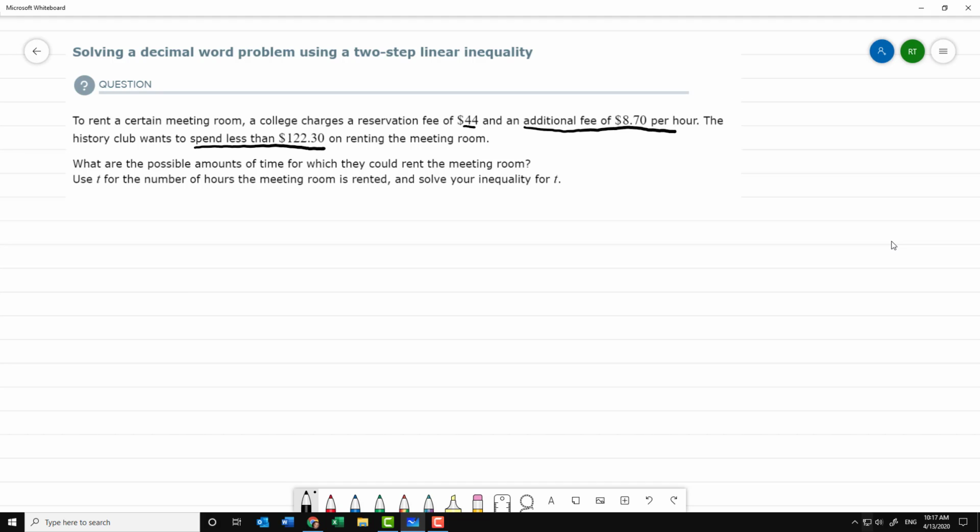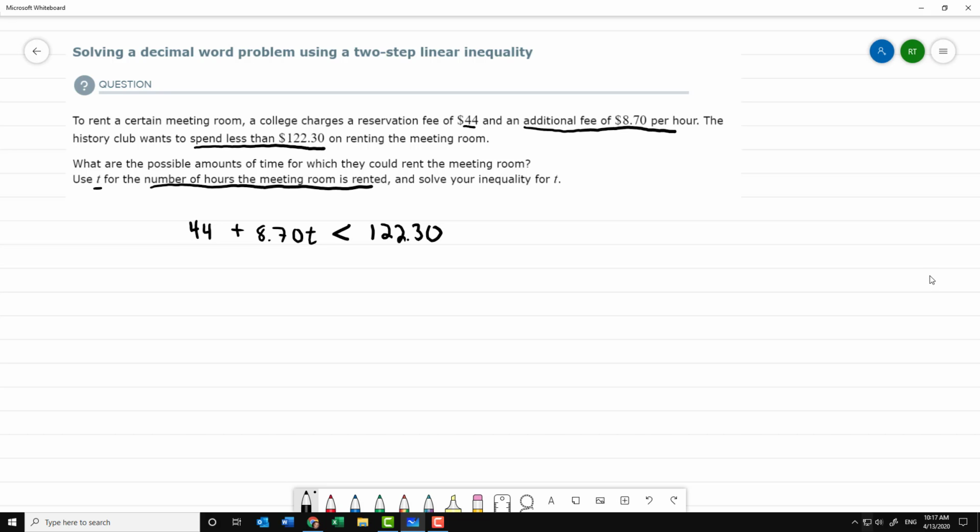And they want you to use T for number of hours the meeting room is rented. So to set it up, it's going to be 44, an additional fee of $8.70 per hour. Use T for hours, so $8.70 per hour, that's my rate. And you want to spend less than, that's the less than symbol, $122.30. And then you'd go about the same method to solve the inequality.